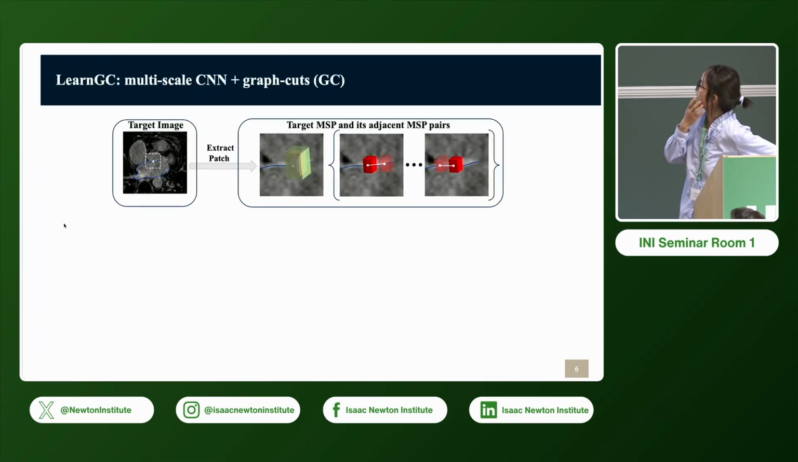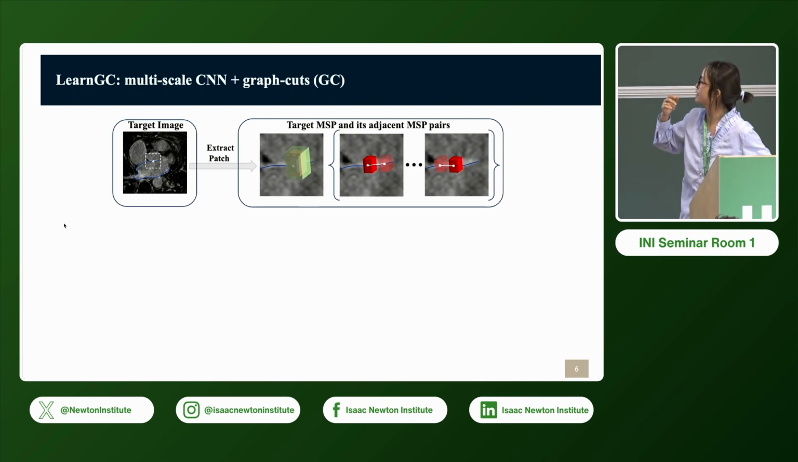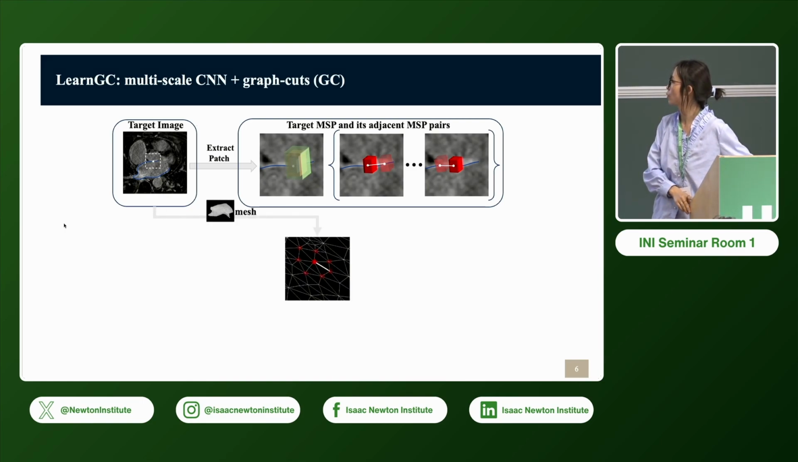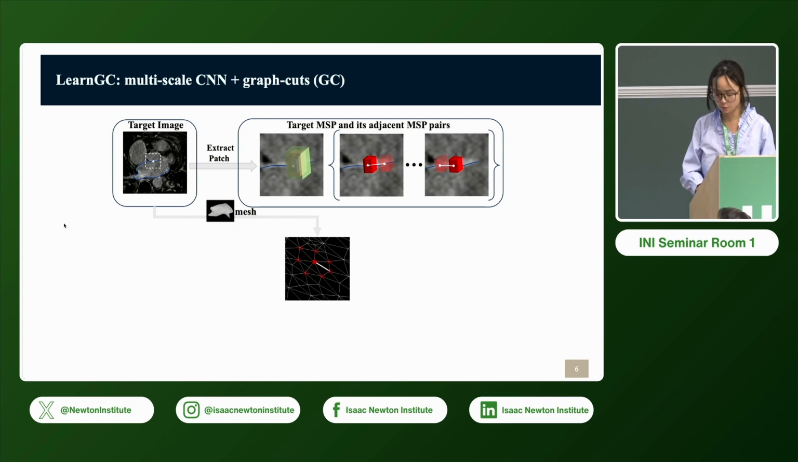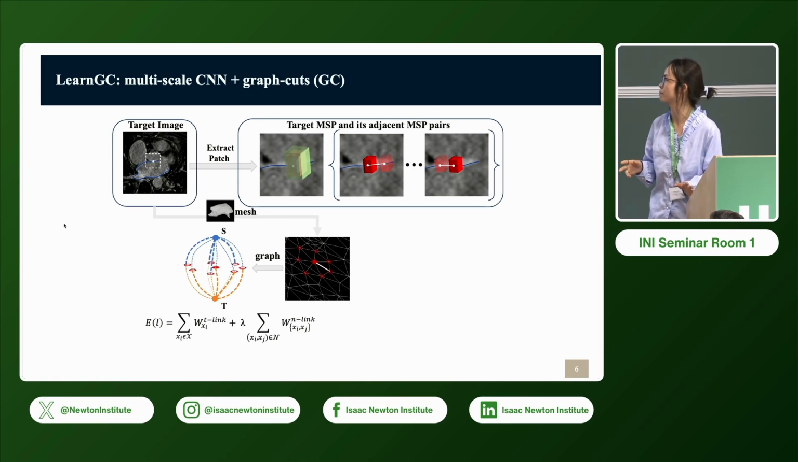The first one is a framework which combines a multi-scale CNN with the conventional graph cut to do the scar segmentation. It starts from the target image, which has already been segmented for the left atrial cavity, and we can obtain its contour. We can extract patches along the normal direction of the contour. At the same time, we can create a 3D mesh, within which we know each node and its neighbors. So we can convert this segmentation problem into a graph cut optimization problem.